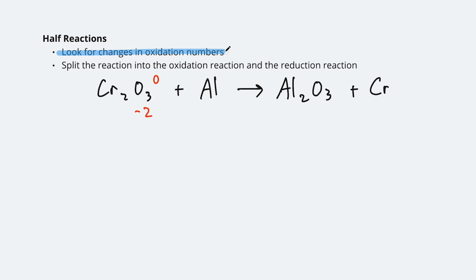The next rule that would apply to this first molecule is that oxygen gets a -2. So since there's 3 oxygens total, they would give us -6. So now our 2 chromiums are going to have to offset that -6, which means that each one would be a +3. Now for aluminum, there's no charge on that, so the aluminum gets a 0.